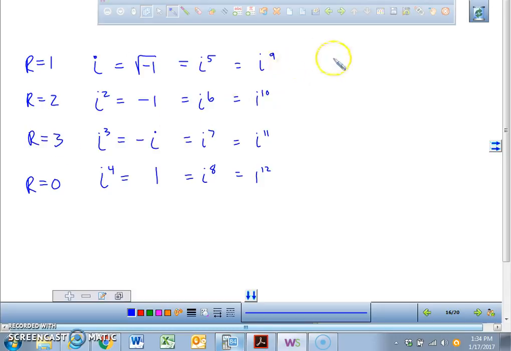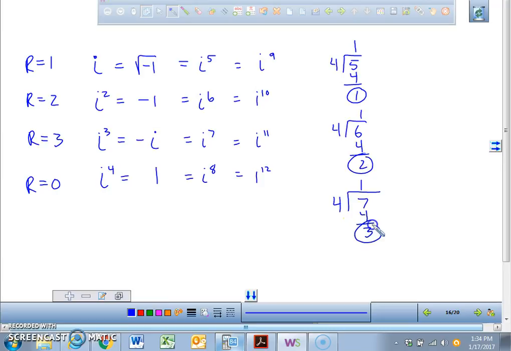If you're wondering what I'm talking about, 4 into 5 goes into it 1 time, right? What's the remainder right here? 1. 4 into 6 still goes into it once. What's your remainder? 2. And 4 goes into 7 one time. But what's your remainder? 3.